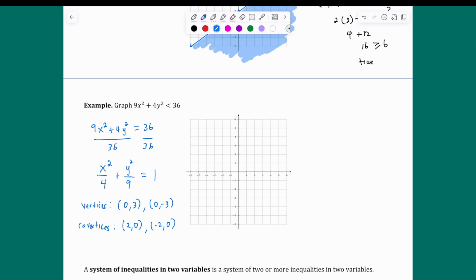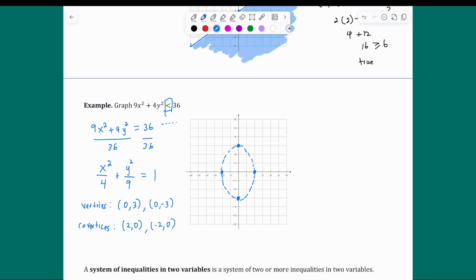And one other thing to recognize is that when we draw this ellipse, we do have a less than symbol, which means it's going to be a dotted curve. Okay, so then plotting these points here, 0, 3, and 0, negative 3, and then 2, 0, and negative 2, 0 gives our extremes of our ellipse. And then I'm going to do my best to draw somewhat of a looking like ellipse here. And it should look something like that there. And there we go, there's our ellipse.